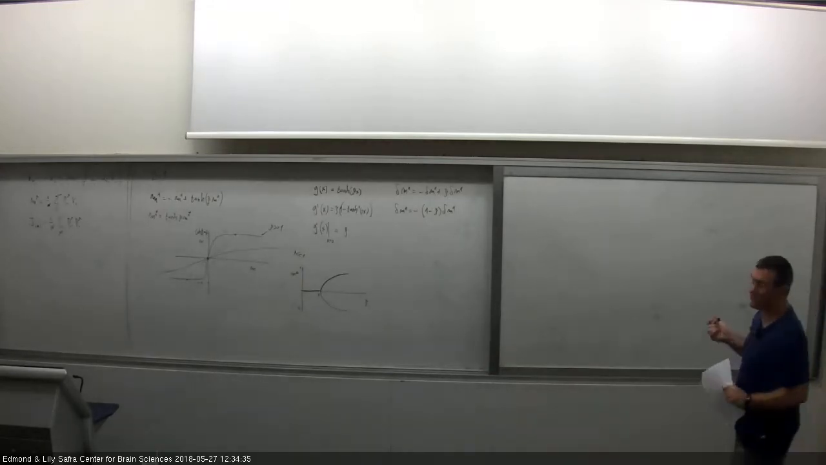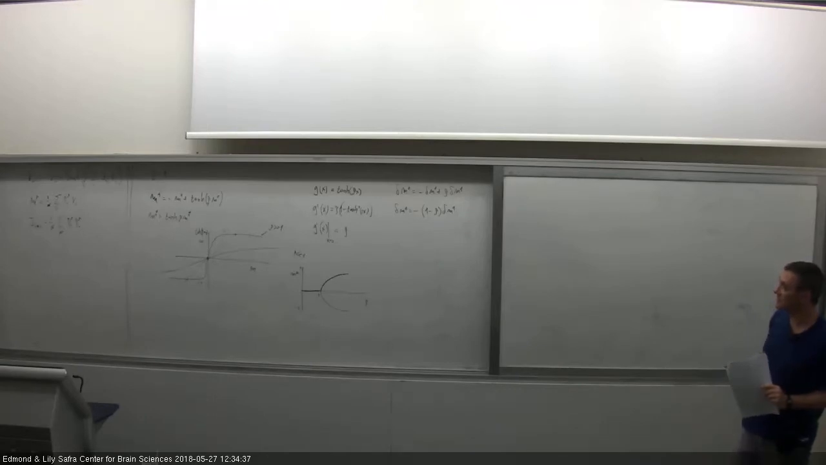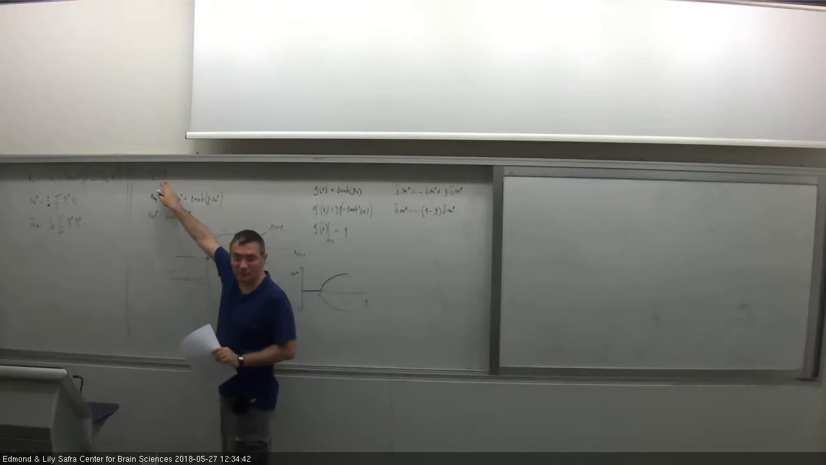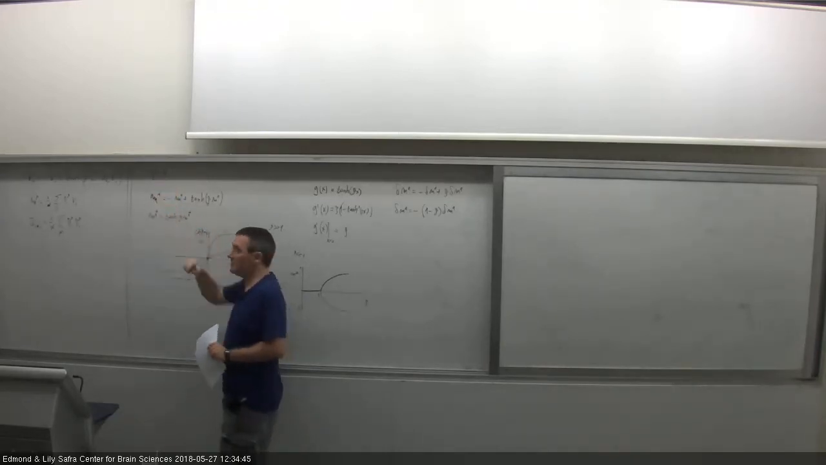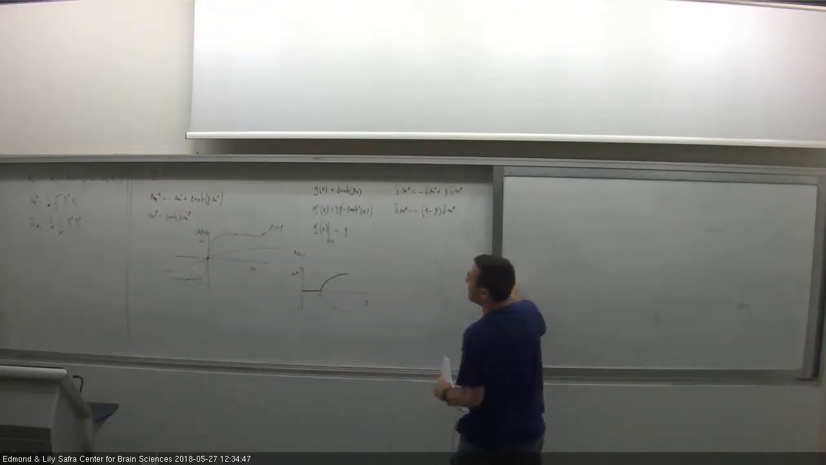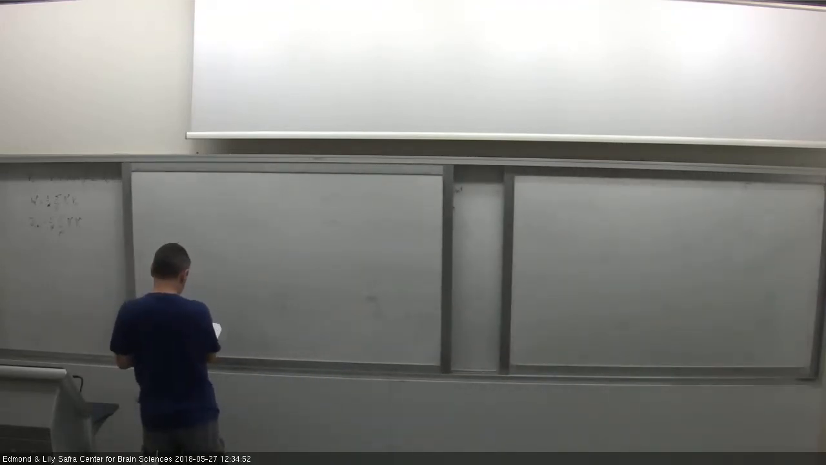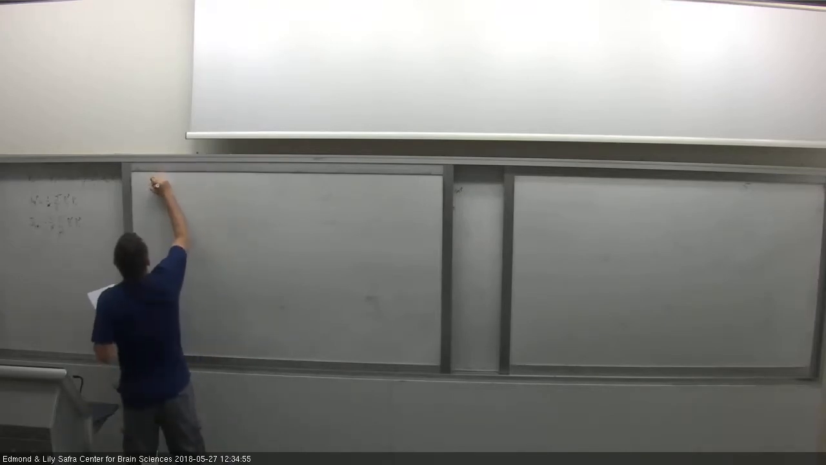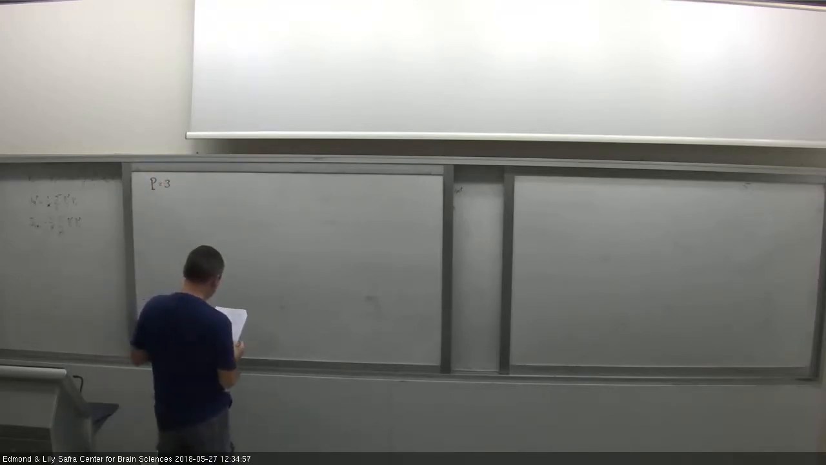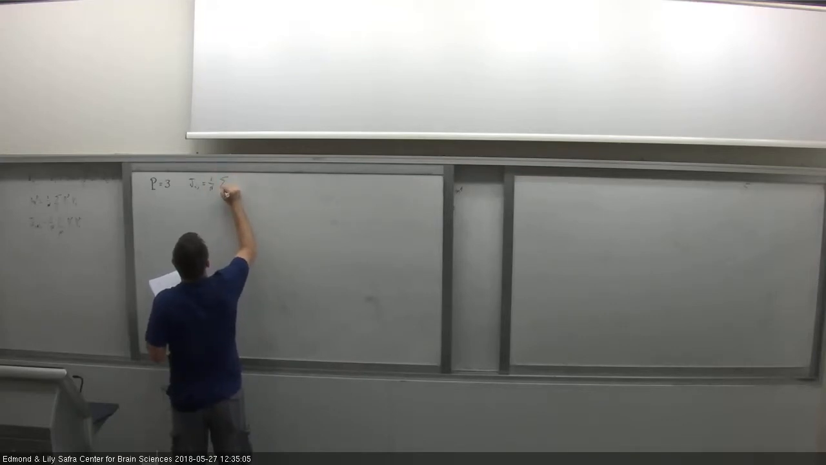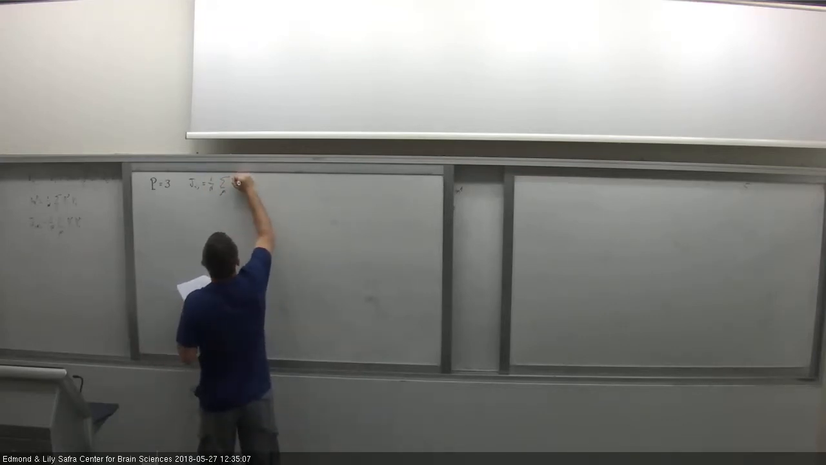Let's do an example, or let's repeat this analysis, this time when P is equal to 3. Okay, let's do another example. So P is equal to 3, and Jij is equal to 1 over n, sum over mu, Pi mu, Pj mu.